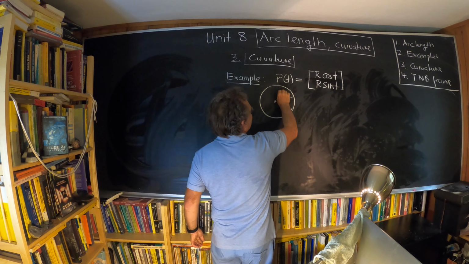So let's draw this unit tangent vector. This unit tangent vector has length 1. And we also have to look at T prime. That's minus cosine t, minus sine t. So T prime is here.